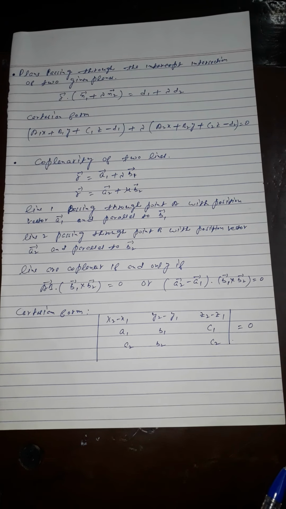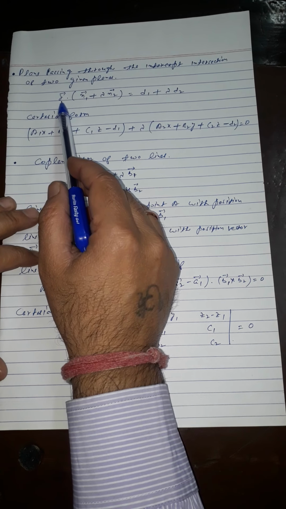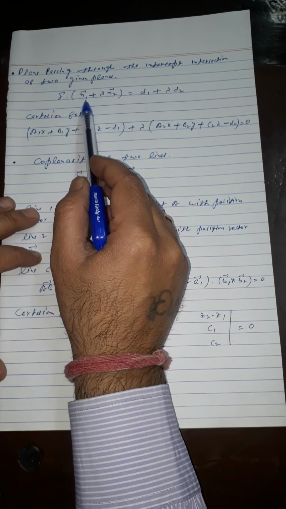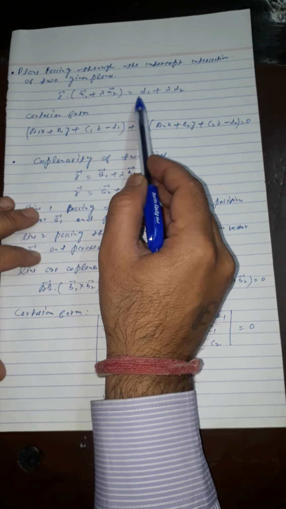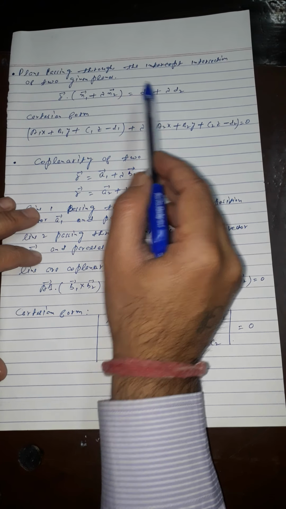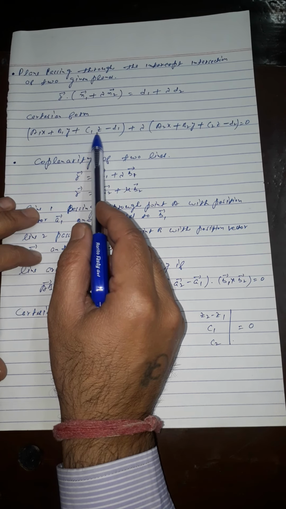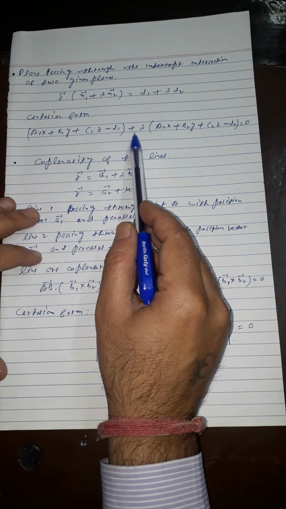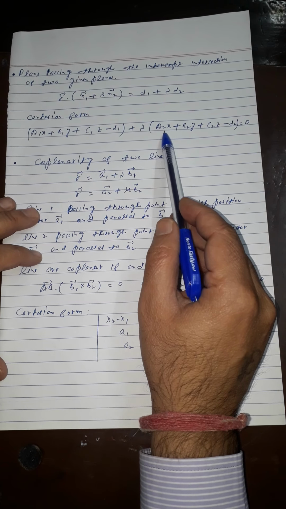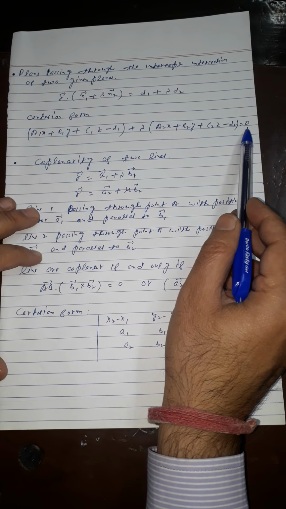Now let us see, students, the formula to find the plane passing through the intersection of two planes. The two planes are given as r vector dot n1 vector plus lambda n2 vector equal to d1 plus lambda d2. This is the vector form, students, and its Cartesian form is a1x plus b1y plus c1z minus d1 plus lambda into a2x plus b2y plus c2z minus d2, that is equal to 0.